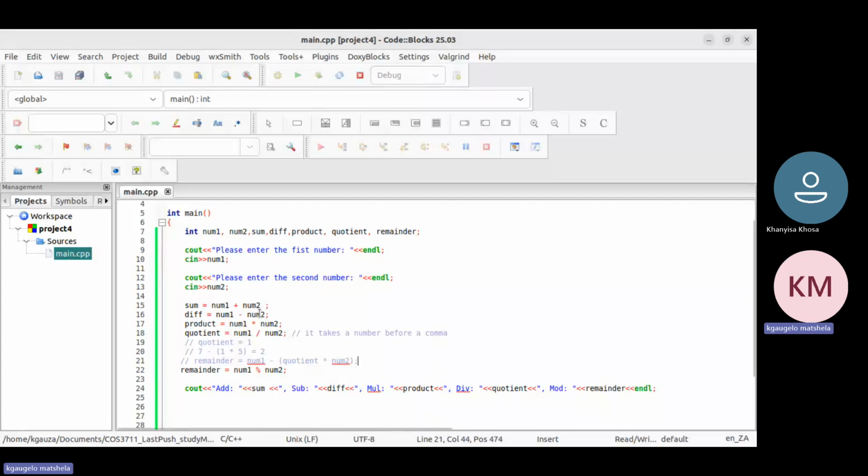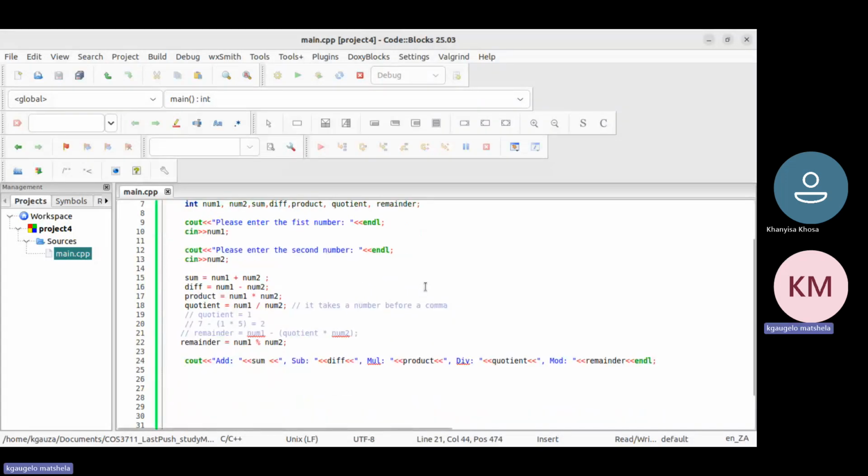All of them have their operators. There's the plus, there's the minus, this is the asterisk for the multiplication, this one for the division, this one for the modulus. There, you see. So that's the stuff that I planned to cover.